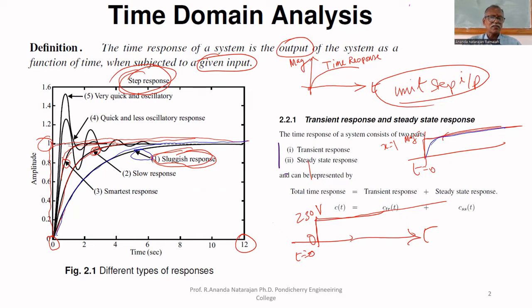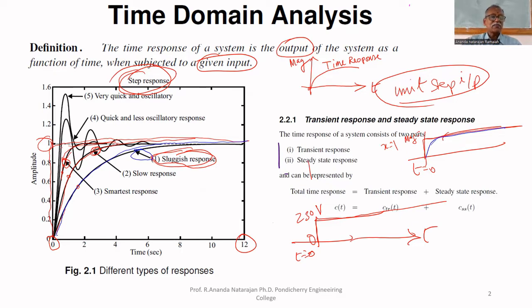That is the third case. That also reaches the final value as quickly as possible. We'll compare it with 1 and 2. It is faster; quickly it reaches the final value. Of all the three, this is fast, and the third is very fast. The second is slower. The first is sluggish. The second one is slow. The third one is smartest.